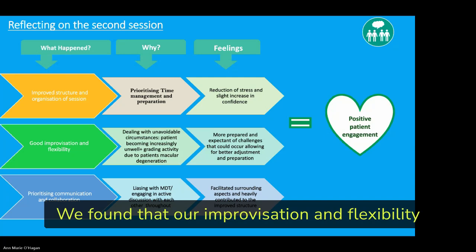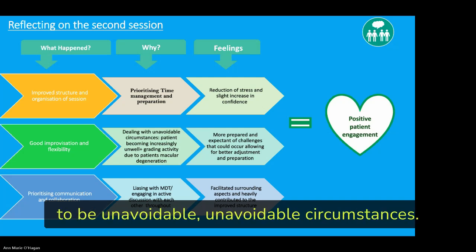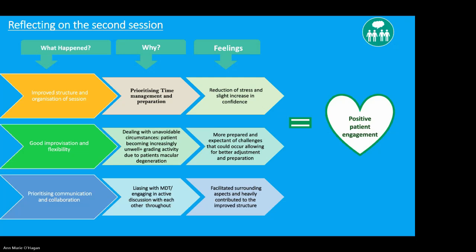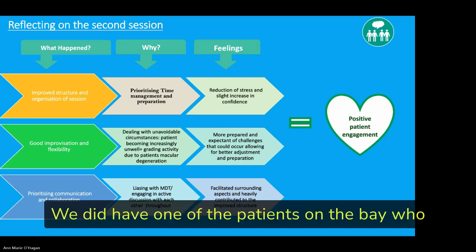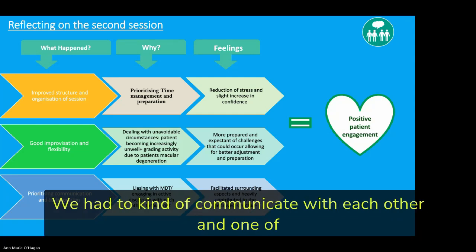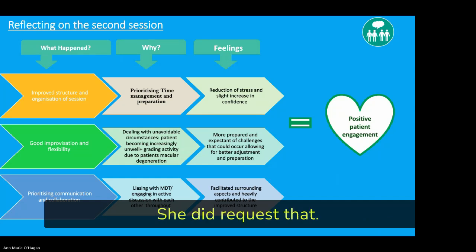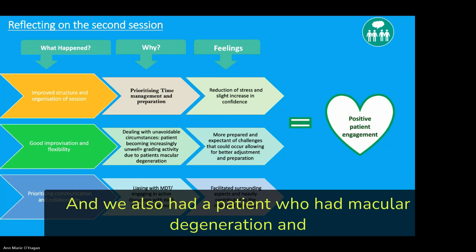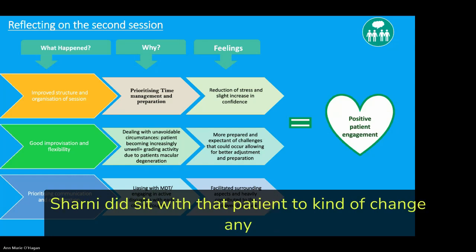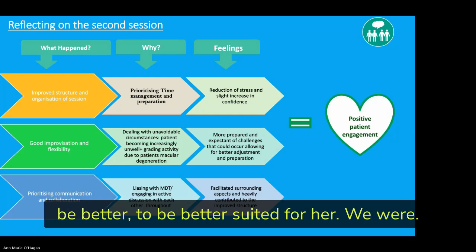We found that our improvisation and flexibility was also quite good because, of course, being on a ward, there's always going to be unavoidable circumstances. We did have one of the patients on the bay who became really increasingly unwell, and so one of us had to communicate with each other, and one of us just sat with her to keep her company, as she did request that. And we also had a patient who had macular degeneration, and Shani did sit with that patient to change any sort of equipment that was given, so the activity would be better suited for her.